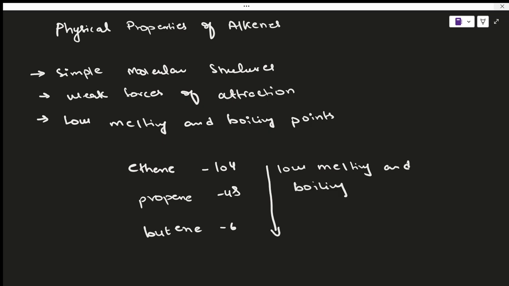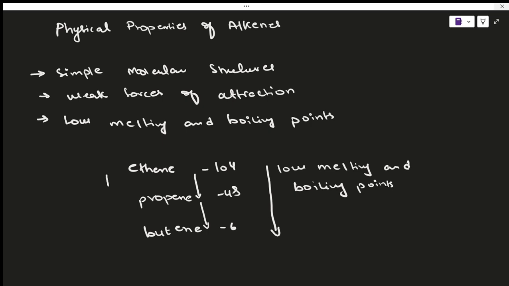I haven't mentioned melting points yet. But the low melting and boiling points, as we go down the series, from ethene to propene, basically as we increase the number of carbon atoms, the melting and boiling points are going to increase. So you see from minus 104, you go to minus 48, and then you go to minus 6. So this is an increase in temperature, okay? You should be able to register that. You should not think that this is a decrease in temperature. This is an increase in temperature. All right. So this is how this works.